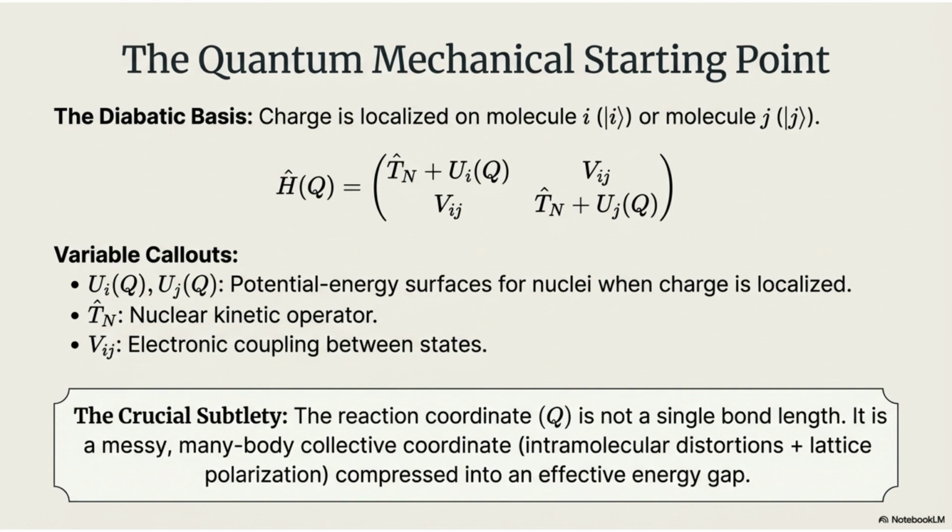The quantum mechanical starting point uses the diabatic basis, where the charge is localized on either molecule I or J. The Hamiltonian includes potential energy surfaces, the nuclear kinetic operator, and electronic coupling. The reaction coordinate Q is a complex, many-body collective coordinate.